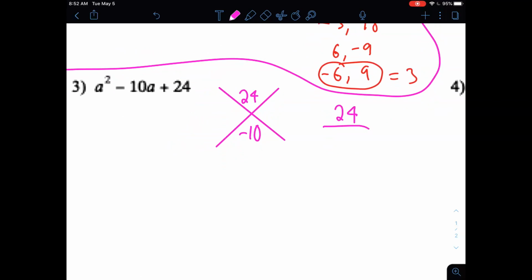All right, so 24. Let's find factors of 24. We always have 1 and 24, but in this case it's going to be negative 1 and negative 24. We don't need to flip them, because negative 24 and negative 1 is the same thing as negative 1 and negative 24. They're the same numbers.